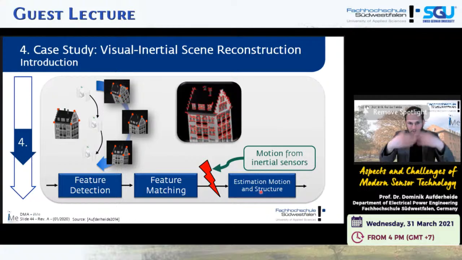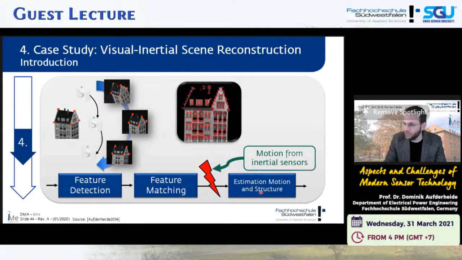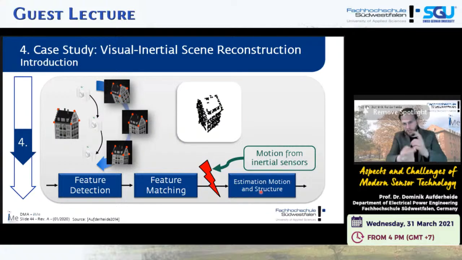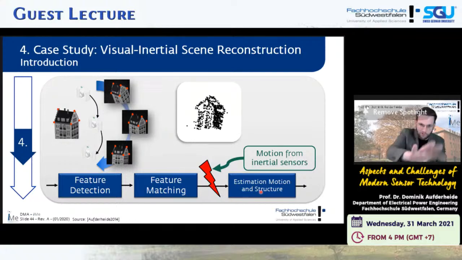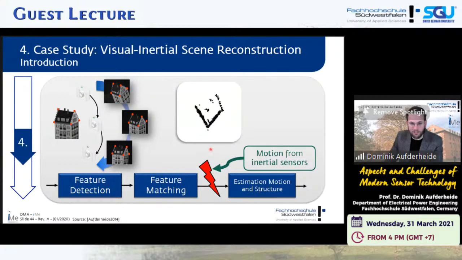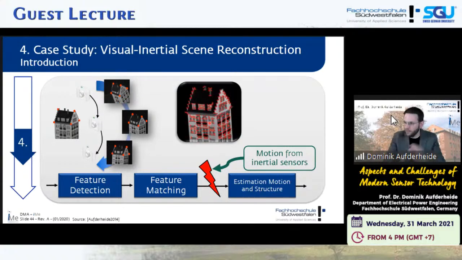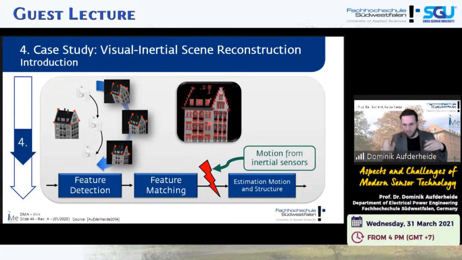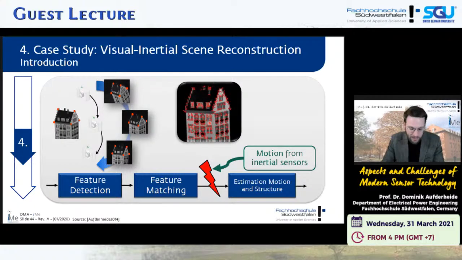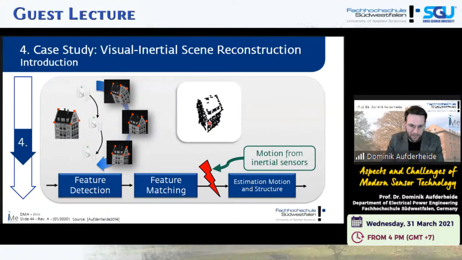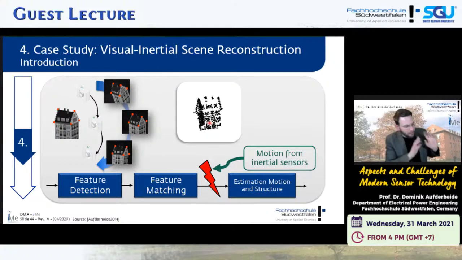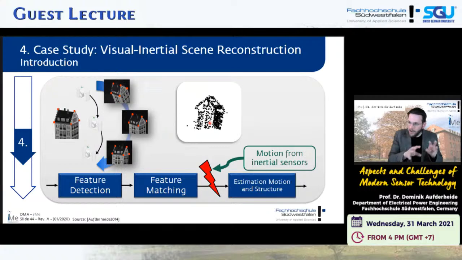Here's an example. You see the house and all the red dots. These are the features which are actually detected and matched, and at the end these feature points can be reconstructed in 3D. This is the 3D reconstruction of those feature points, as you can see. Of course, you don't see the complete structure because this is a test sequence where we are just observing the house from one side. We are moving with an industrial robot to have a comparable set of features all the time, to identify the weaknesses of our algorithm. But this is possible.